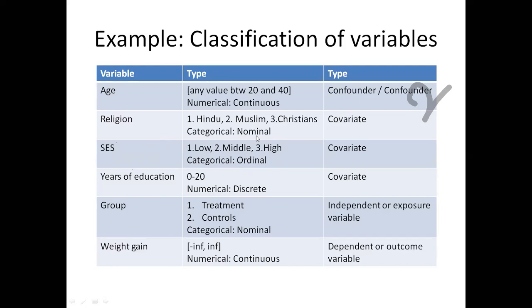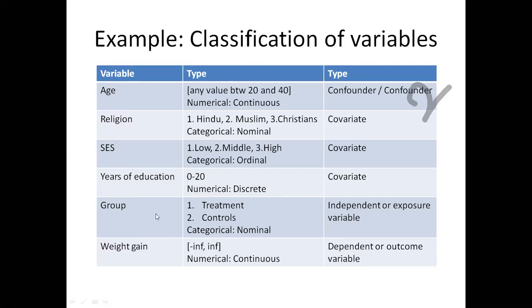Then, let's say you also measured years of education. You recorded them in completed years of education. So they all are whole numbers, which can range from 0, meaning illiteracy, to all the way to 20 years of education. So because they are numbers, you classify them as numerical. And then because they also are whole numbers, you classify them as discrete variables.